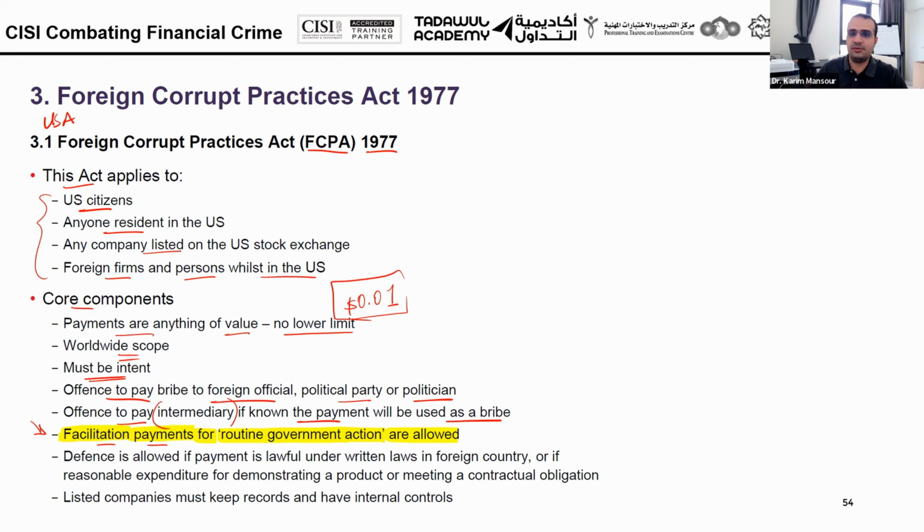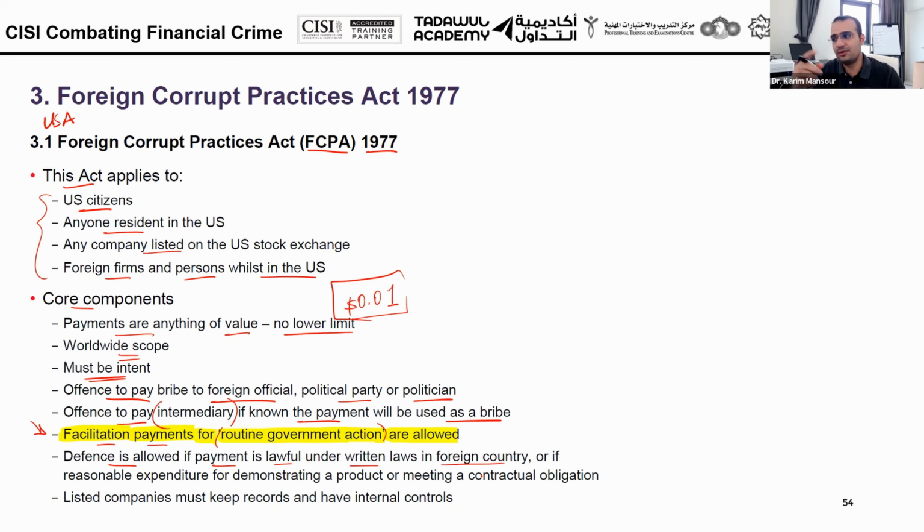The book, I do think if you're taking the exam that what we've highlighted in yellow is something that you should keep in mind. It's one of the main differentiators of the two laws. But I don't think that they are going to ask for examples, just the term routine government action. What it basically means: licenses, applications for water and utility, visas, for example. Defense is allowed if payment is lawful under written laws in the foreign country.